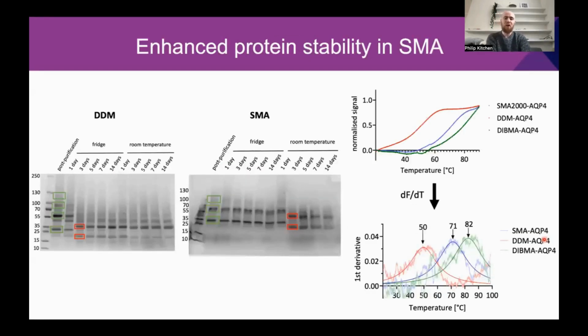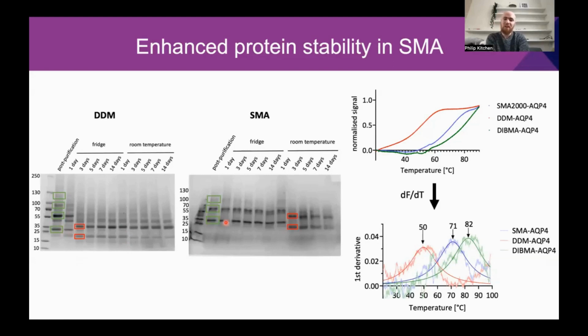And then this is just a more comprehensive look at that. So this is a detergent and an SMA solubilized protein that we've then left in the fridge or out on the bench for up to 2 weeks. And hopefully what you can see is the band in red is the degraded protein, the band in green is our intact protein that we want. When we solubilize in detergent in the fridge, it's completely degraded by 3 days, and out on the bench, you've got no chance, it's gone in a day.